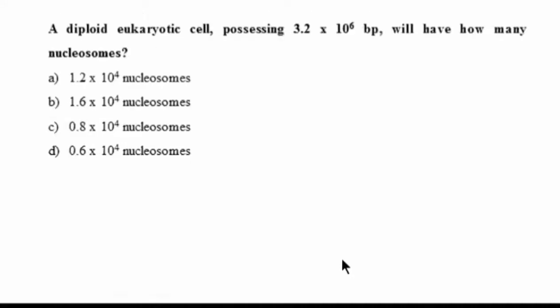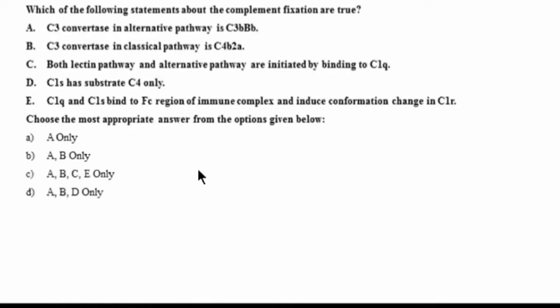The next question is, a diploid eukaryotic cell possessing 3.2 into 10 to the power 6 base pairs will have how many nucleosomes? So in a diploid human cell, for every 200 base pairs, one nucleosome is present. Therefore, the number of nucleosomes in a diploid cell containing 3.2 into 10 to the power 6 base pairs would be 3.2 into 10 to the power 6 upon 200. That is 1.6 into 10 to the power 4 nucleosomes, and that will be our option number B.